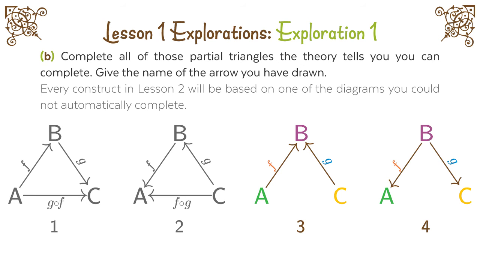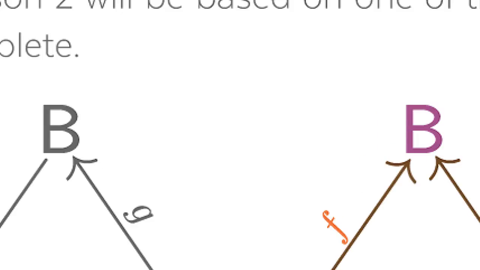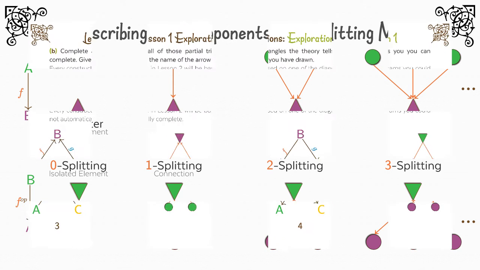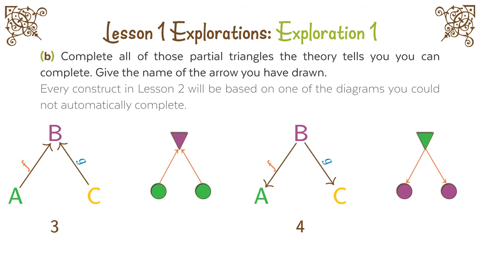Do these two diagrams remind you of anything? Remember in video 5 when we discussed the components of a cluster map versus a splitting map? Our first non-degenerate cluster or splitting was a two-cluster or two-splitting. The two-cluster corresponds to diagram 3 and the two-splitting to diagram 4.